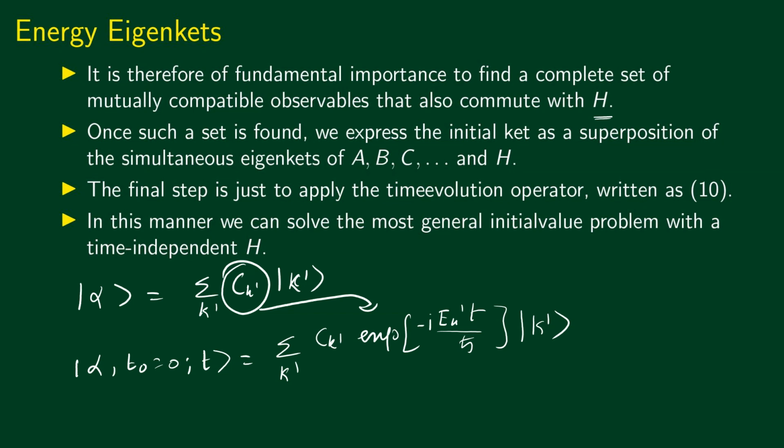So in this manner, we can solve the most general initial value problem with a time-independent Hamiltonian. You remember that we have discussed only the case where the Hamiltonian is time-independent. So if the Hamiltonian is time-independent, the problem of time evolution, or the problem of dynamics, is easily solved in this manner. We have discussed the problem of time evolution in quantum mechanics in the case where the Hamiltonian is independent of time. Let me summarize the main points.